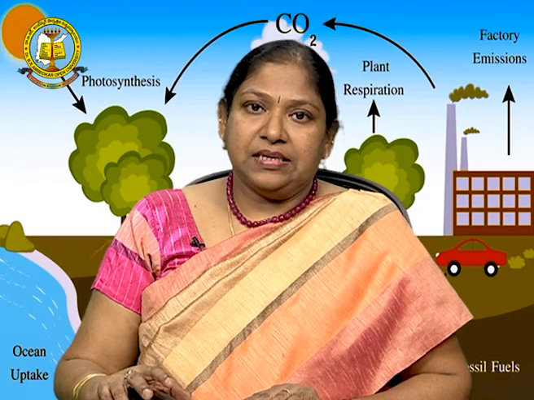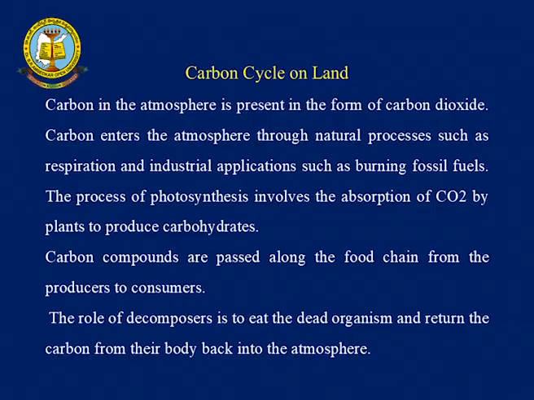Now, how does the carbon cycle take place on land? Carbon in the atmosphere is present in the form of carbon dioxide. Carbon enters the atmosphere through natural processes such as respiration and industrial applications such as burning fossil fuels. The process of photosynthesis involves the absorption of carbon dioxide by plants to produce carbohydrates. Carbon compounds are passed along the food chain from the producers to consumers. The role of decomposers is to eat the dead organisms and return the carbon from their body back into the atmosphere.